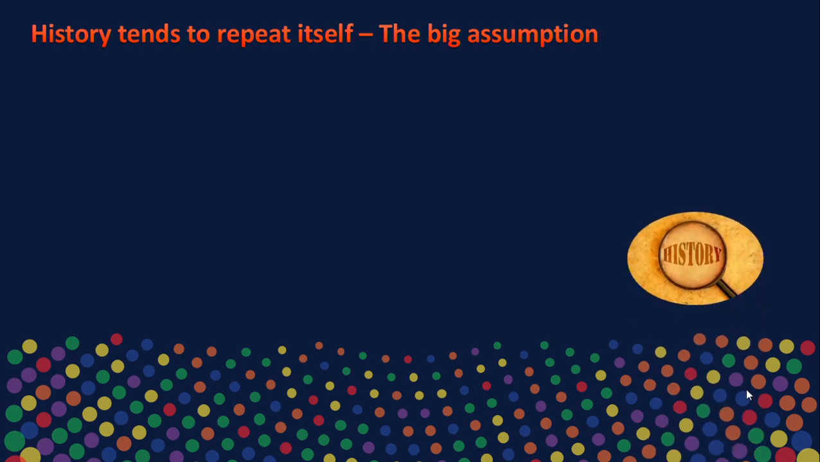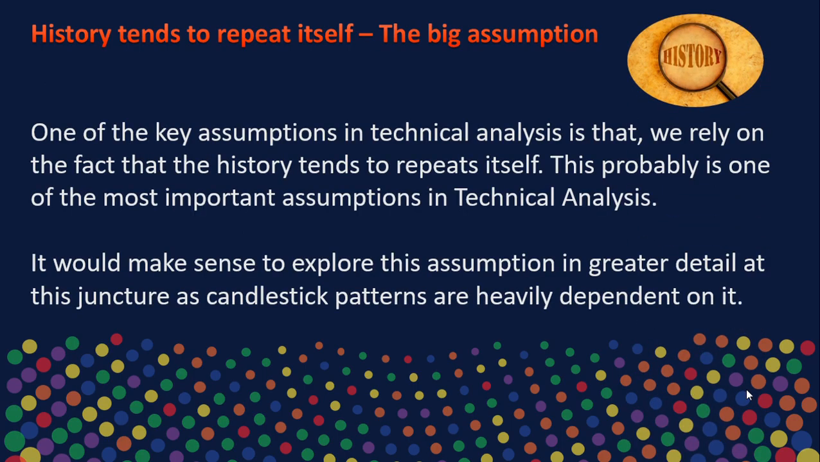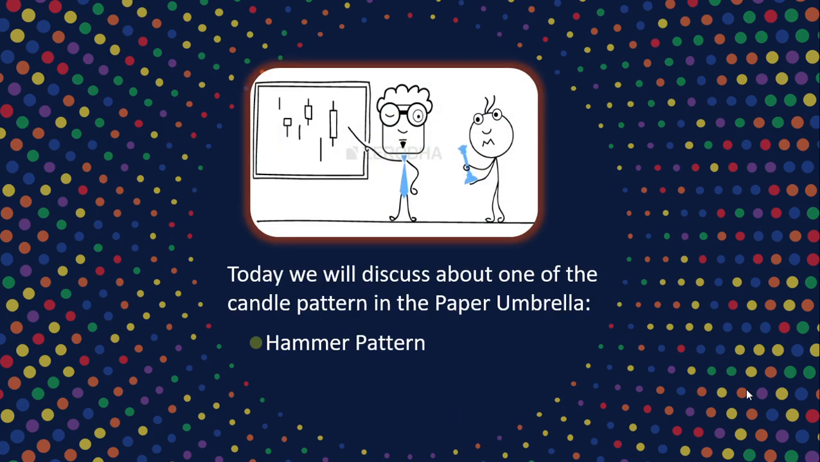History tends to repeat itself, the big assumption. Most of the technical analysis was framed by observations and experiences in history. Many experts have concluded that history tends to repeat itself in stock markets, which is the big assumption for today's topic. Today we will discuss one of the candle patterns, the paper umbrella, that is the hammer pattern.